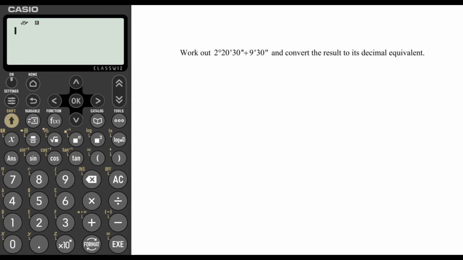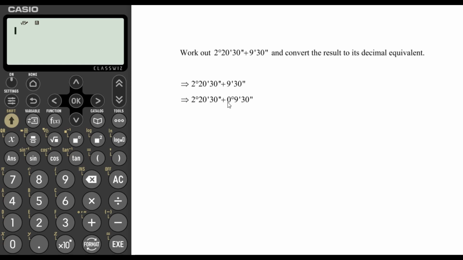We can use our calculator to work with sexagesimal, in other words, base 60. And in this example, we have to work out 2 degrees, 20 minutes, 30 seconds plus 9 minutes, 30 seconds. And we have to convert the result to its decimal equivalent. So we will be adding together 2 degrees, 20 minutes, 30 seconds to 9 minutes, 30 seconds. Now with the 9 minutes and 30 seconds, we have 0 degrees, but we still have to input that in. So we have 2 degrees, 20 minutes, 30 seconds plus 0 degrees, 9 minutes, 30 seconds.